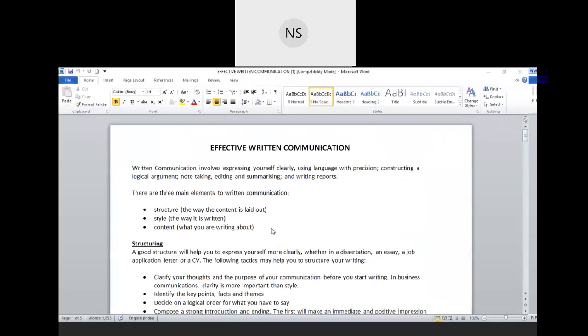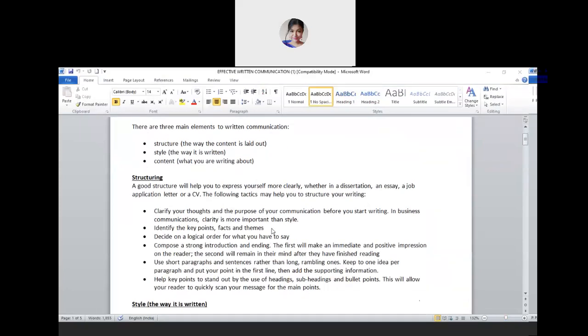So, in the last class, I had explained to you what is written communication and what are the three elements of written communication. The three elements of written communication are structure, style, and content. What is the structure?